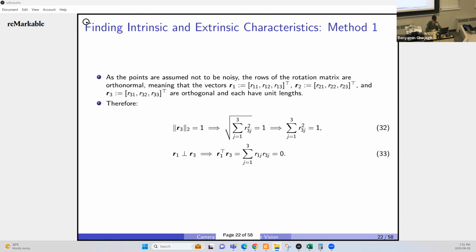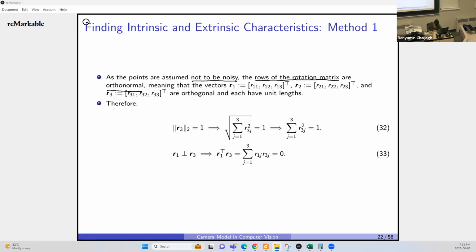As these points are assumed not to be noisy, the rows of the rotation matrix are orthonormal. This is one of the properties of a rotation matrix, which in 2D was cosine, minus sine, sine, cosine. The rows of the rotation matrix are orthonormal, and its columns also. By the way, I assume they are not noisy. If they are noisy, then the rotation matrix is not orthonormal.